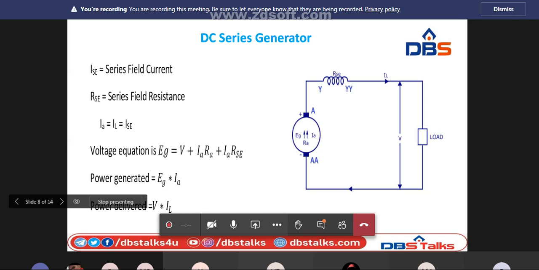Power developed, power generated, as usual. Where is power generated? In the armature itself: armature voltage multiplied by armature current. Power delivered is voltage multiplied by load current.